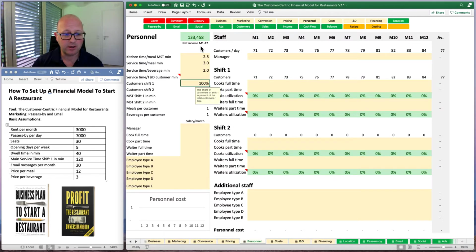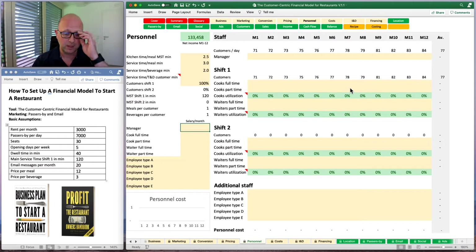Then we have customer shift 1 is 100%. That means if you only plan one shift, then put in 100% here. If you want to plan a second shift, then you can put a part of your customers into shift 1 and a part into shift 2. Let's say both shifts would have about the same amount of customers, so it would be 50-50. You put in the share of shift 1 customers in this field, but we just stay with 100% now.